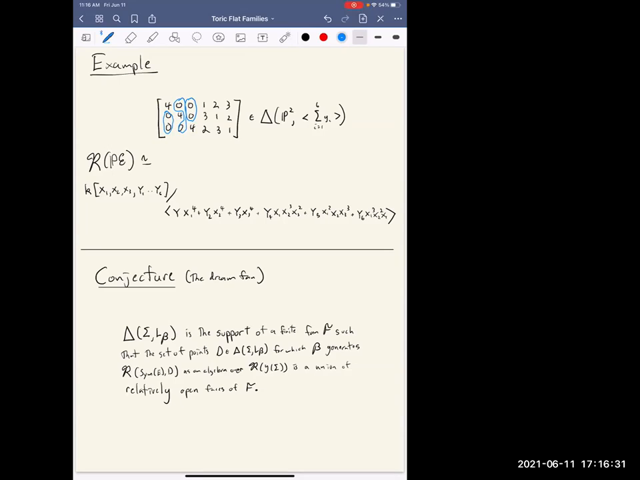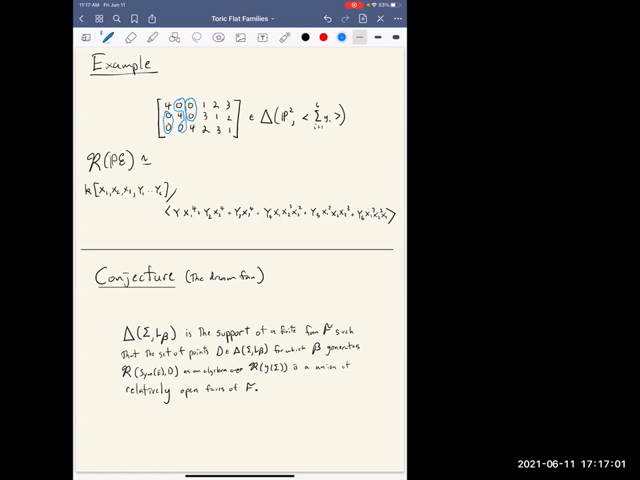And so to close, I'll leave you with a conjecture. We hope to be able to show, or maybe someone can show, that this space of diagrams is the support of a finite fan with the property that the set of diagrams for which you get a Mori dream space bundle is a union of relatively open faces of that fan. So what we'd like to see is a combinatorial characterization of Mori dream space bundles in this sense.